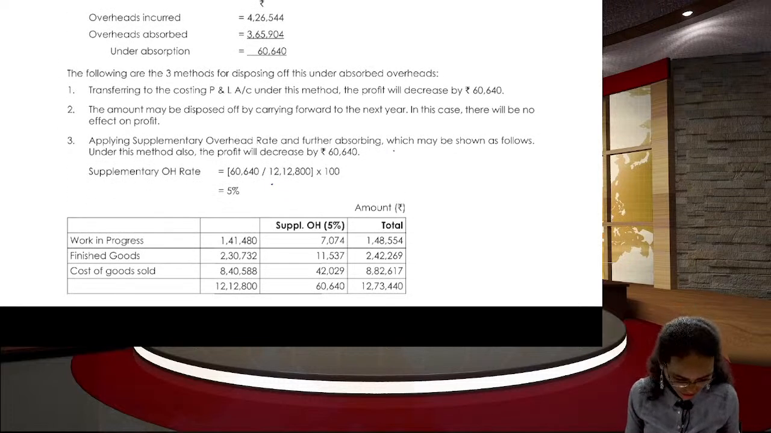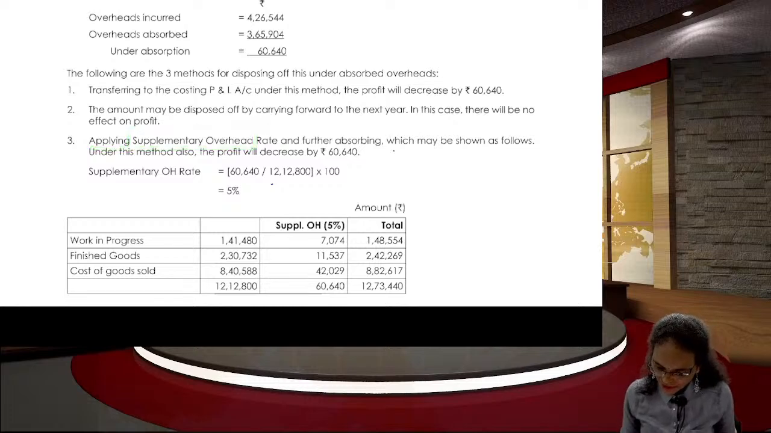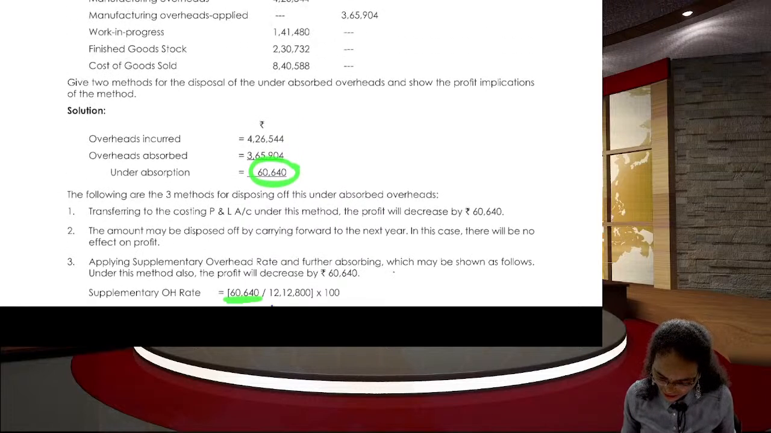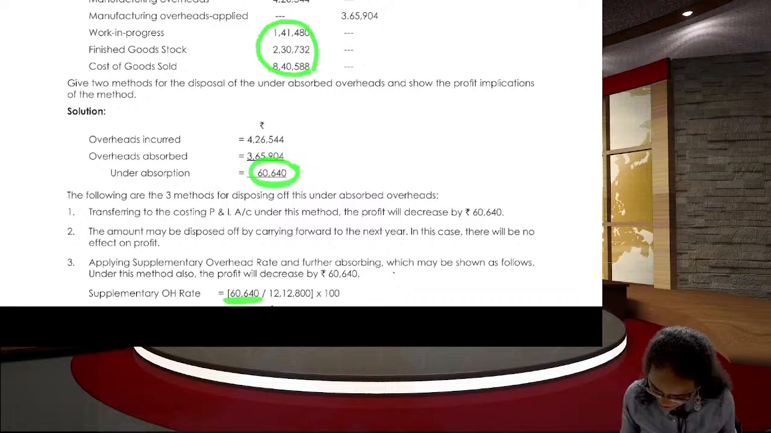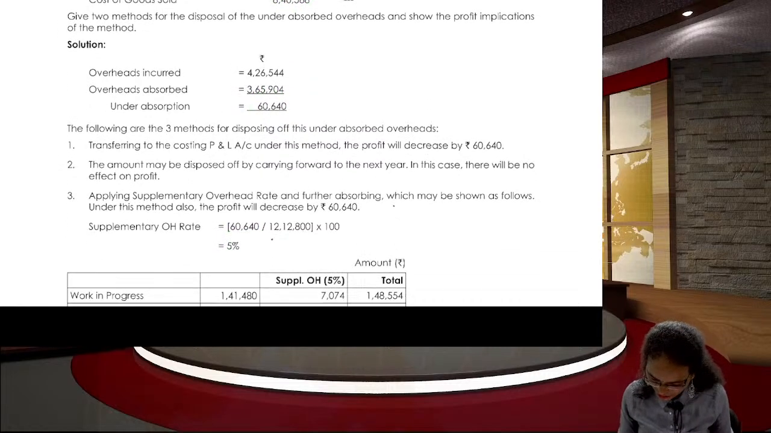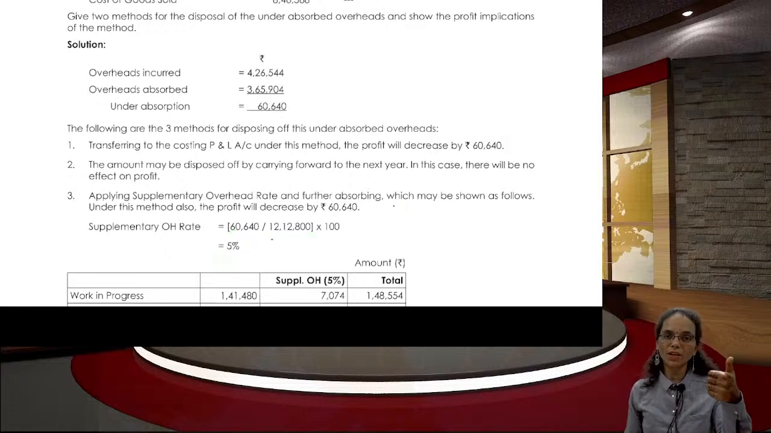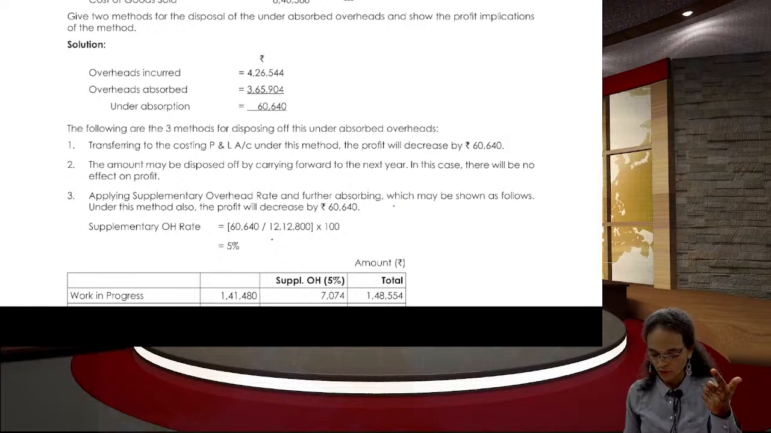So what is the supplementary overhead recovery rate? See how much is the under recovery. This one is the under recovery, 60,640 should be collected from this. If you put together, you will get this as the answer. So 5% of the work in progress, 5% of the finished goods, 5% of the cost of goods sold, you need to recover it. So that is the supplementary recovery rate.